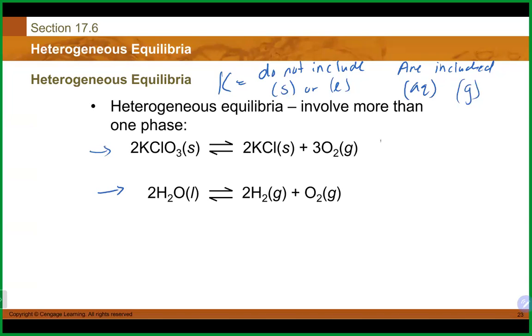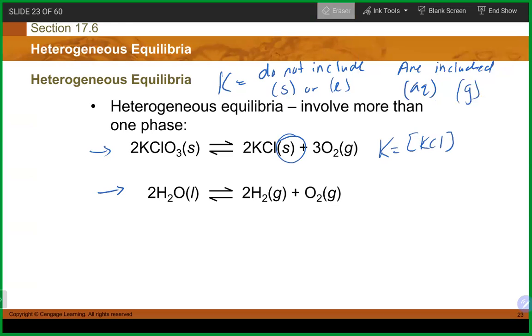This one here will go with our products, which is our KCl, which we should not include, right? Because that is a solid. So we do not want to include it.